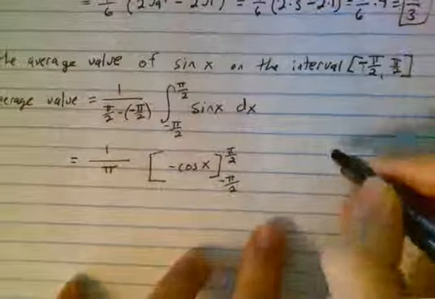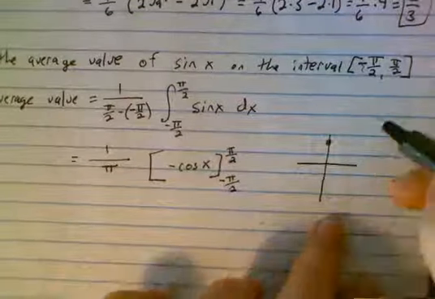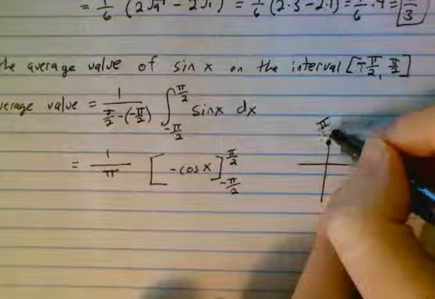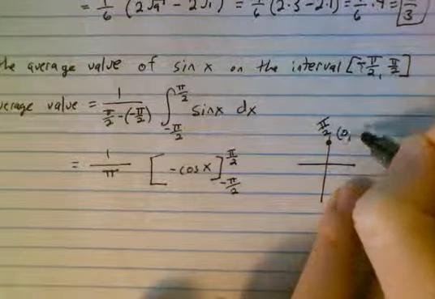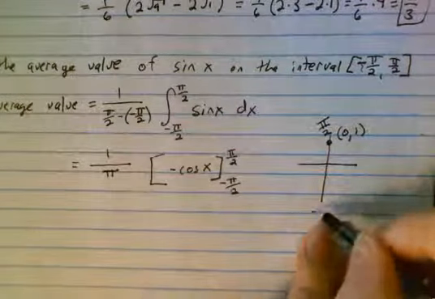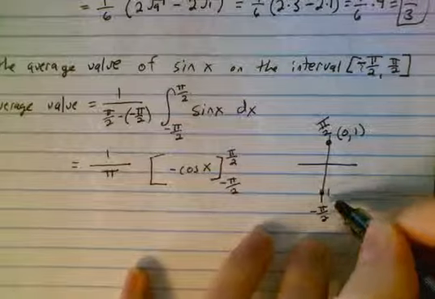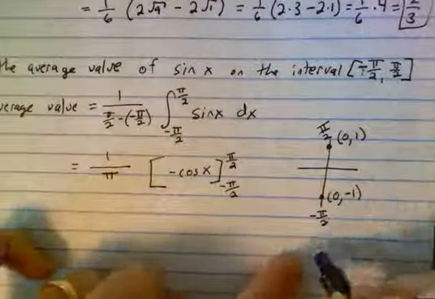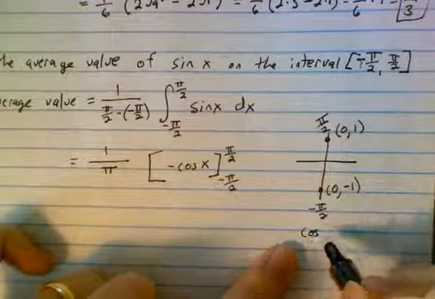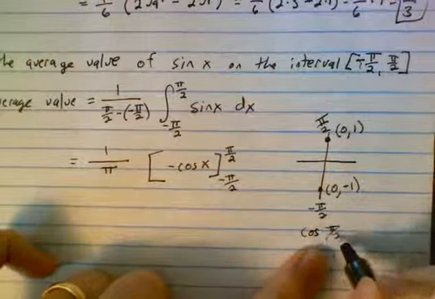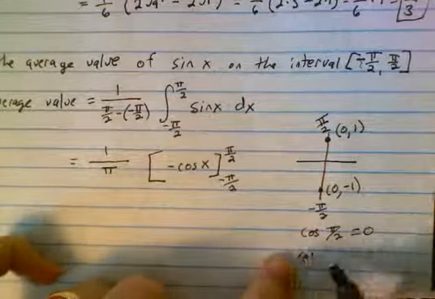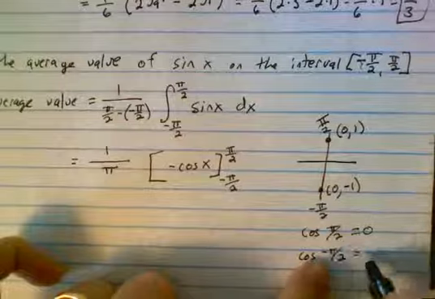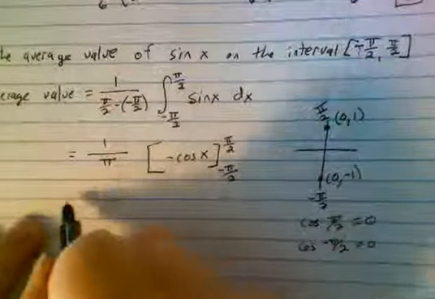So let's go ahead and draw our axes, figure out what that is. Cosine is the x-coordinate, so when x is pi over 2, our coordinates are 0, 1. When x is negative pi over 2, our coordinates are 0, negative 1. Cosine is the x value, so that means that cosine of pi over 2 is 0. And cosine of negative pi over 2 is also 0. Ooh, that's going to be really convenient.